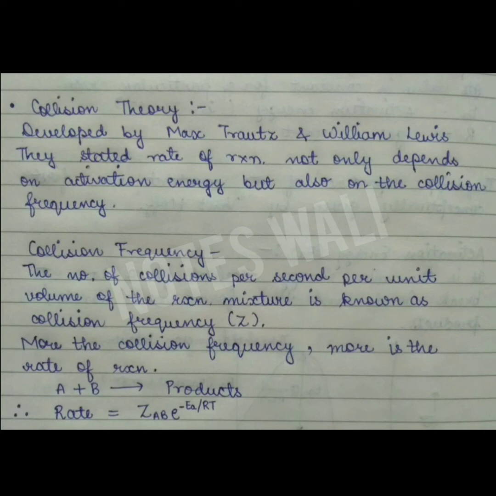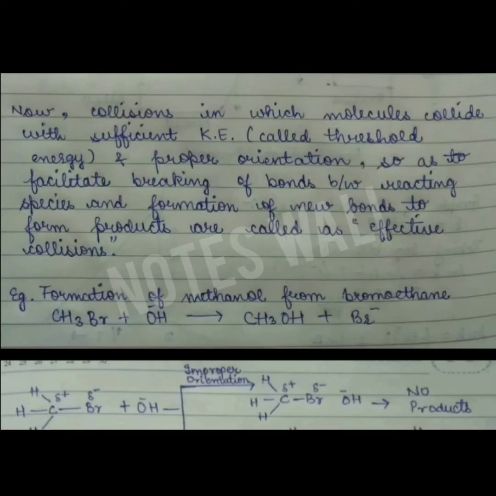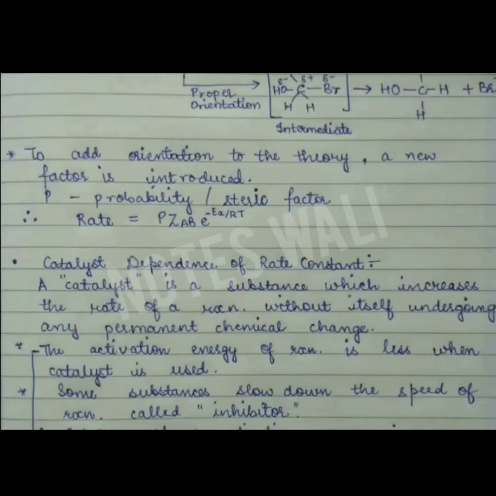And then collision frequency was introduced to the Arrhenius equation, and after that another point was added to the theory, that effective collisions are necessary in order for the formation of products. Another factor called probability or steric factor was added to the equation of rate of the reaction.